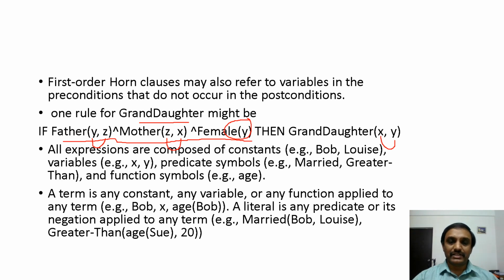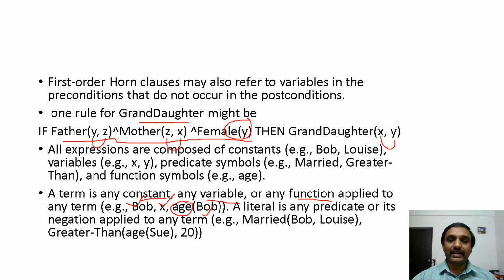Here all expressions are composed of constants like Bob, Louis. Constants are names. Then there are variables, predicate symbols like married, greater than, less than, etc., and function symbols like age, for calculating age. A term is any constant, or any variable, or any function applied to any term. Here Bob is a constant, X is a variable. Age is one function, which we are applying to the constant Bob. So that is a term.